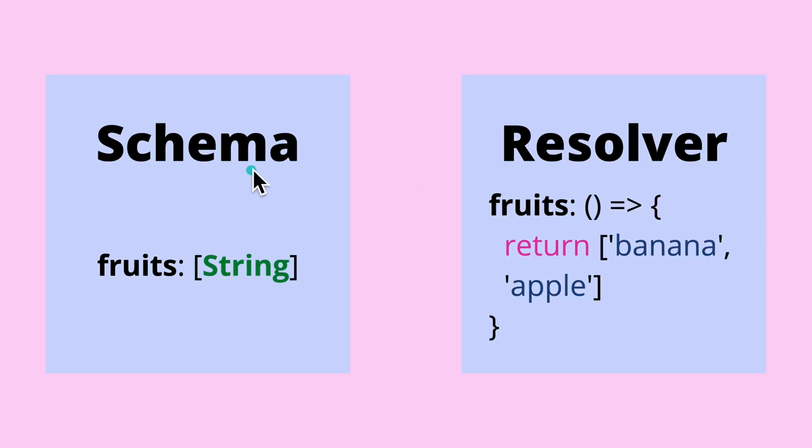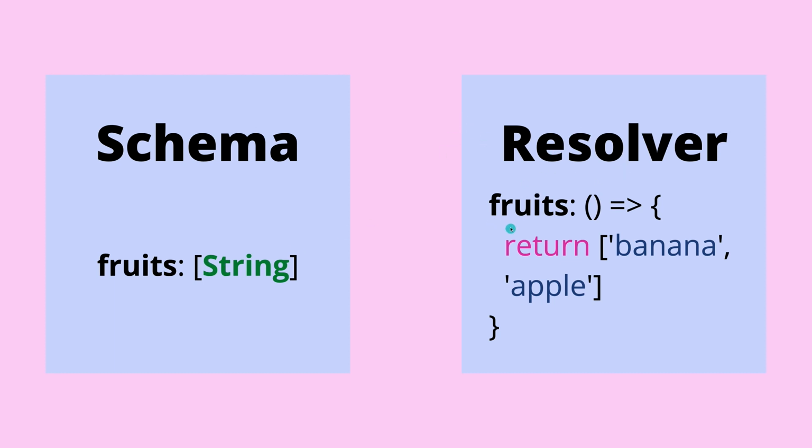Over here, this is a schema, and we're saying here that we have fruits. We have this property called fruits, and it's returning an array of strings. So right here inside of the schema, or the type definitions, we are simply saying that we have a property called fruits, and what it should return is an array of strings. Over here we are going to have a resolver. Right here, this is not returning the data. This is just defining how our data is going to look.